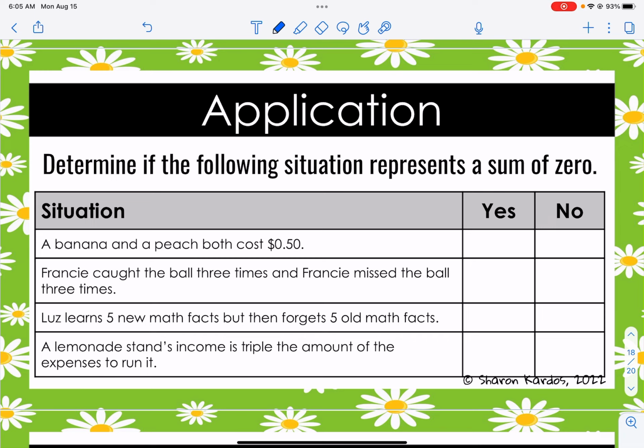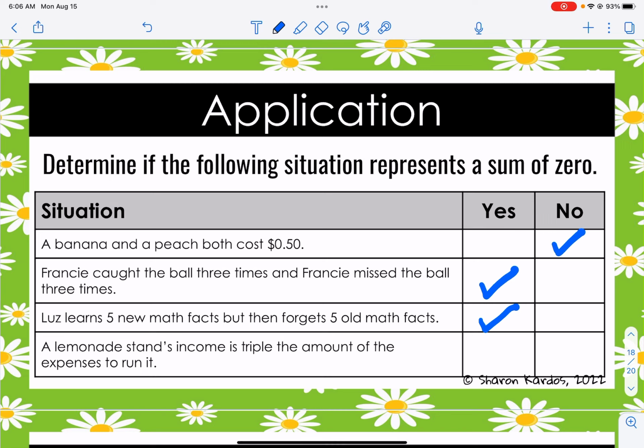All right, hopefully you paused the video and you were able to think through each one of these. So the first one says a banana and a peach both cost 50 cents. You should have said, no, that's not going to make 0. Francie caught the ball 3 times and Francie missed the ball 3 times. Well, if she caught it, that would represent a positive 3. If she missed it, that would represent a negative 3. So yes, that would represent 0. Luce learns 5 new math facts, but then forgets 5 old math facts. Learning and forgetting, yes, those are kind of opposite actions from each other. So yes, that would equal 0.